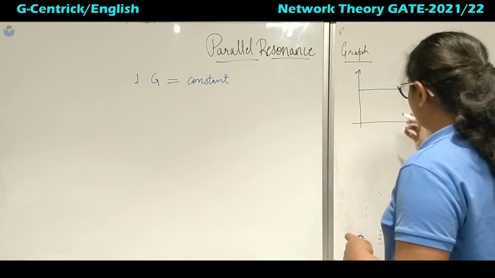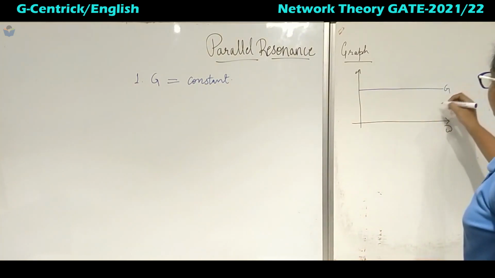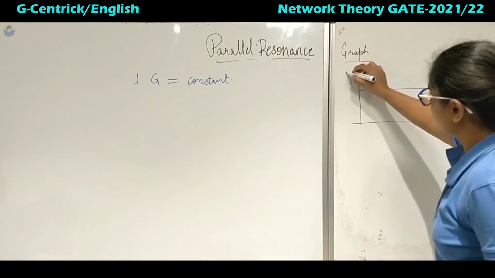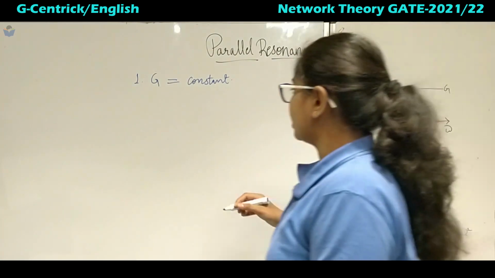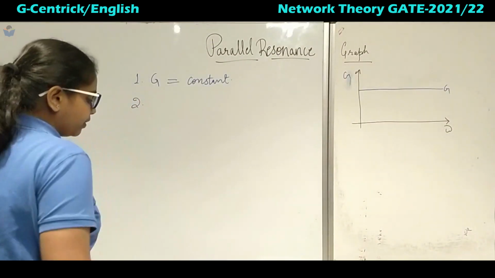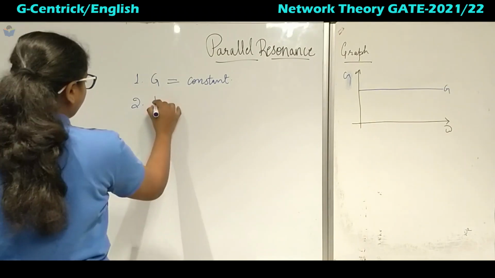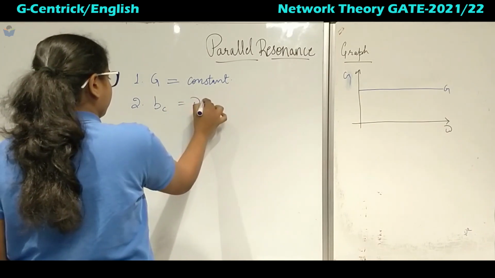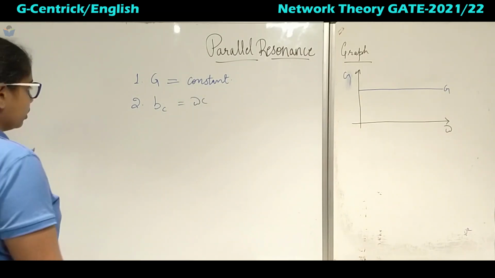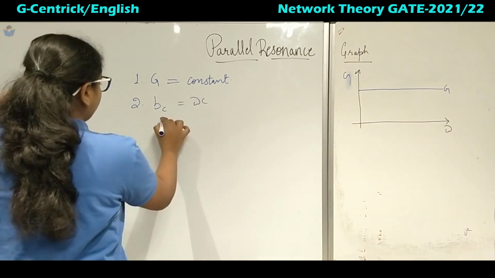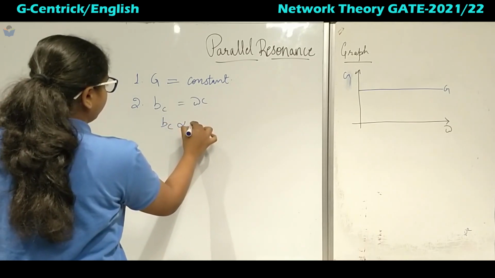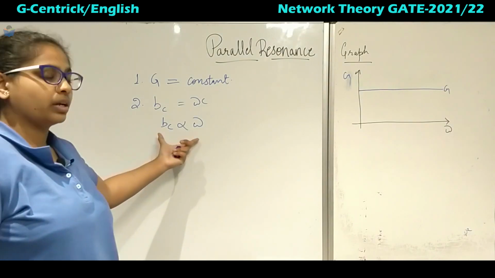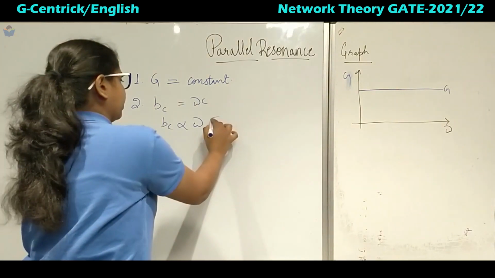I'll draw a straight line. So which is this? This indicates G. So the first one is G. Okay, second one we will take BC. We know that BC is nothing but equal to omega C in the parallel resonance. So now it will be directly proportional to omega, right? Because it is varying linearly.